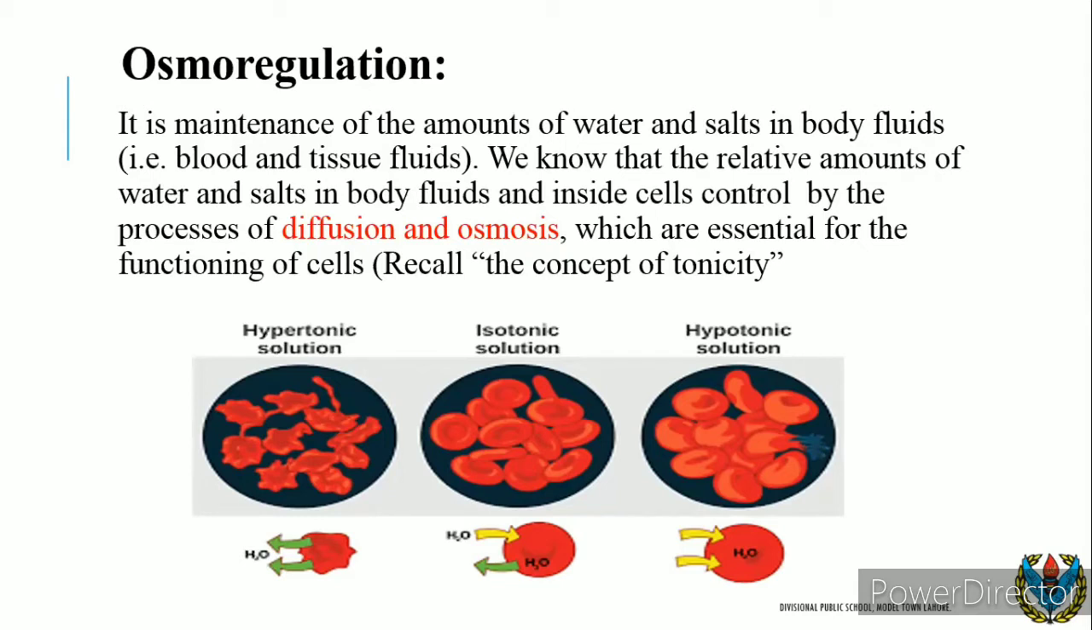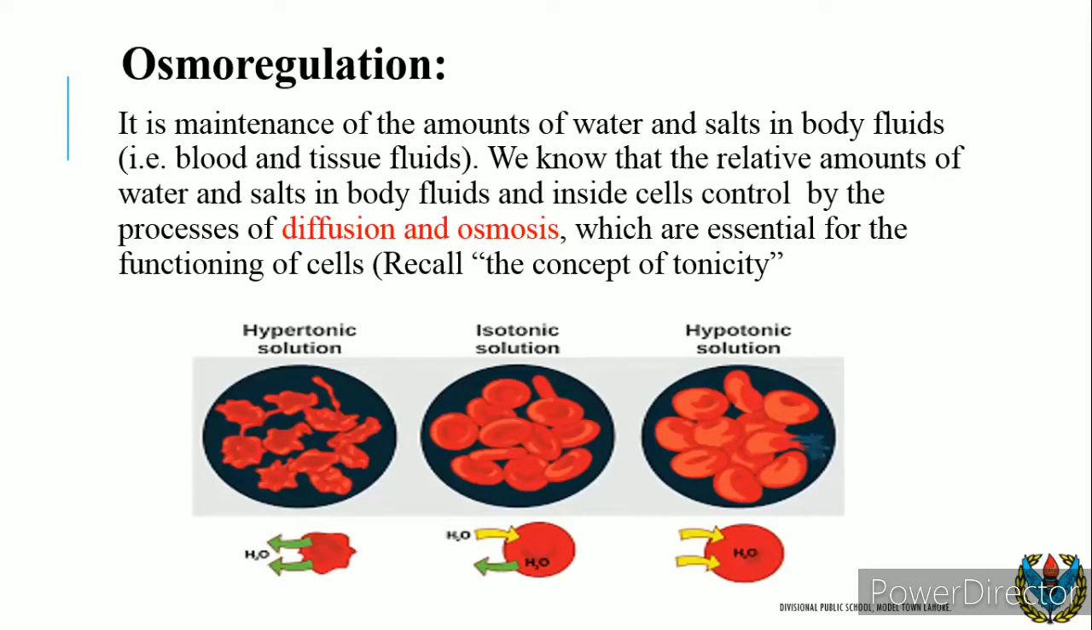So there are two processes involved in osmoregulation to maintain the osmotic balance in the body fluid. Number one is diffusion and the other one is osmosis. In diffusion, the concentration gradient is involved: the movement of molecules from higher concentration to lower concentration. Osmosis is the movement of water. Both of these processes maintain the osmotic balance in the body fluid. These are essential for the functioning of cells.